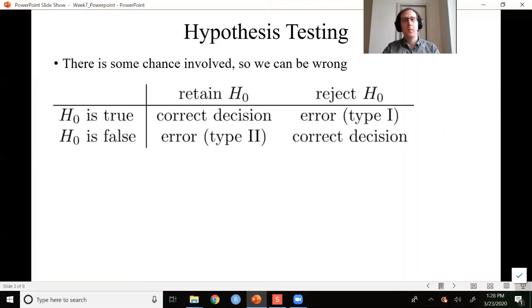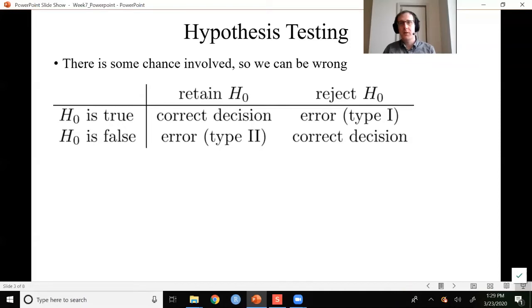So basically, when you're making these decisions, do you retain the null hypothesis, that is, do you assume that there's no difference? Or do you reject the null hypothesis, assume that there is a difference? Maybe it's the case, like in the top left, that there is no difference in the actual population that you're trying to study, and you conclude that there is no difference. You made the correct decision.